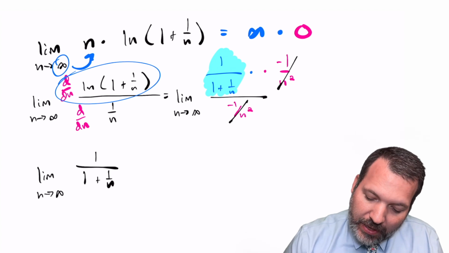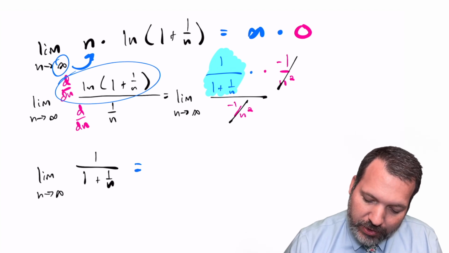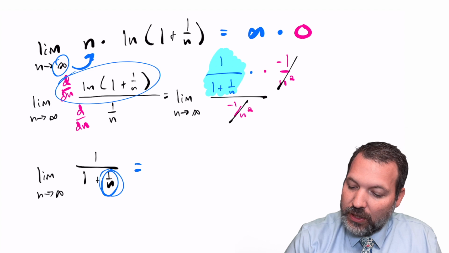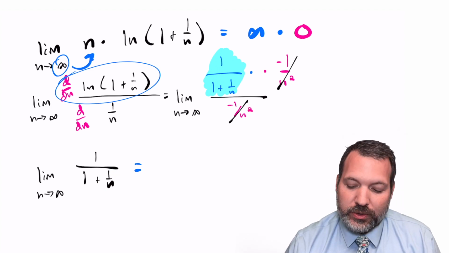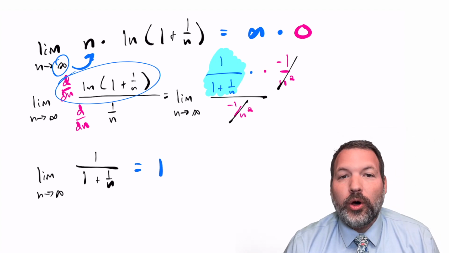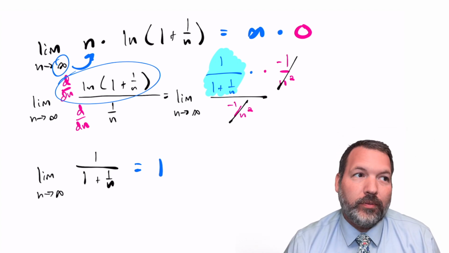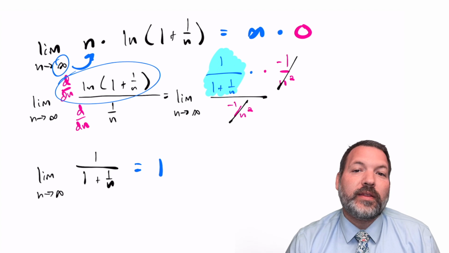This can now be evaluated directly because, of course, as we plug in infinity here, as the denominator of that fraction gets infinitely large, that portion goes to 0, and so this ends up being 1 over 1, which is 1. Now, it would be nice to say we're done. We showed that the limit is 1.